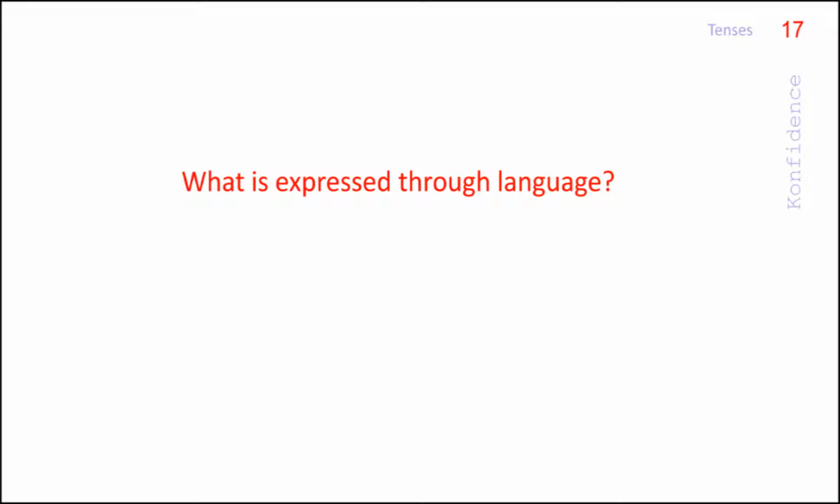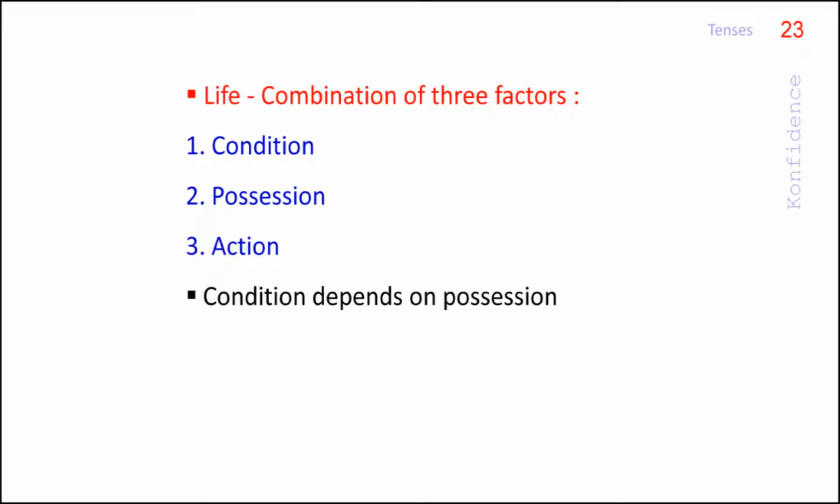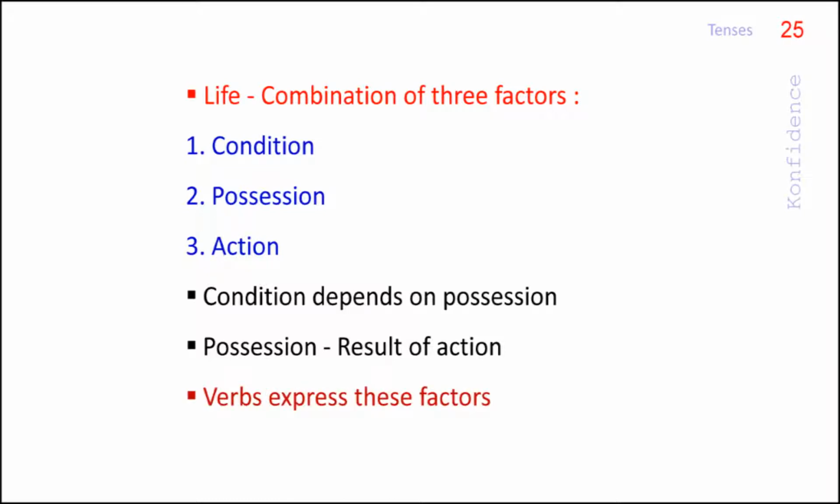Do you know what we express through language? We express life through language. And life is a combination of three factors: condition, possession, and action. Our condition in life depends on our possession, and our possession is the result of our action. So, whatever we say, it will be any one of these three factors. In order to express these three factors of life, we need verbs.